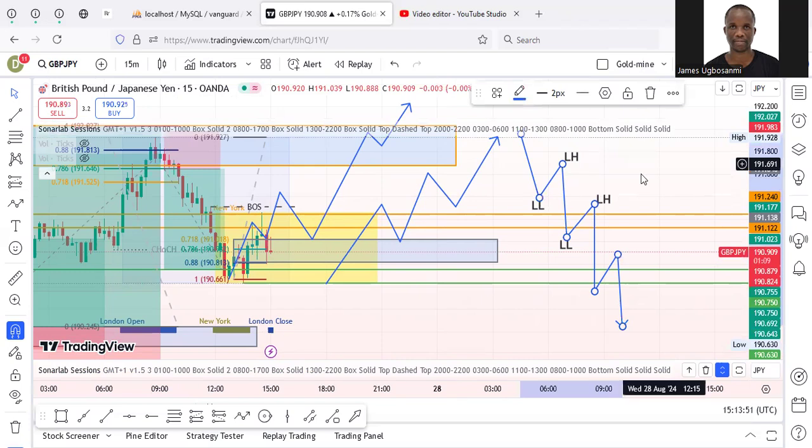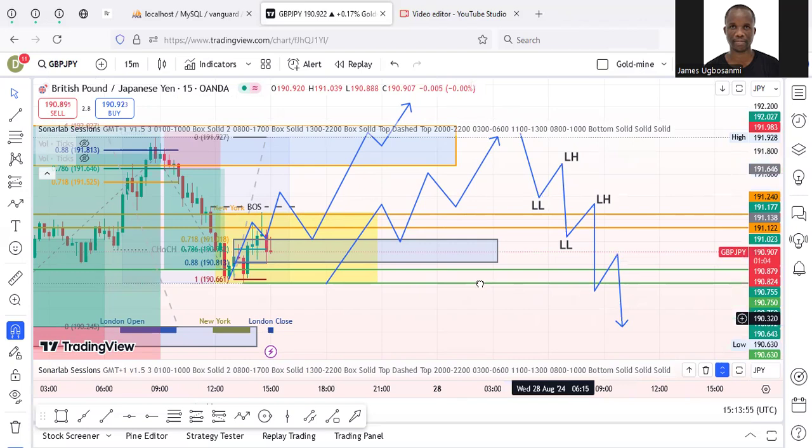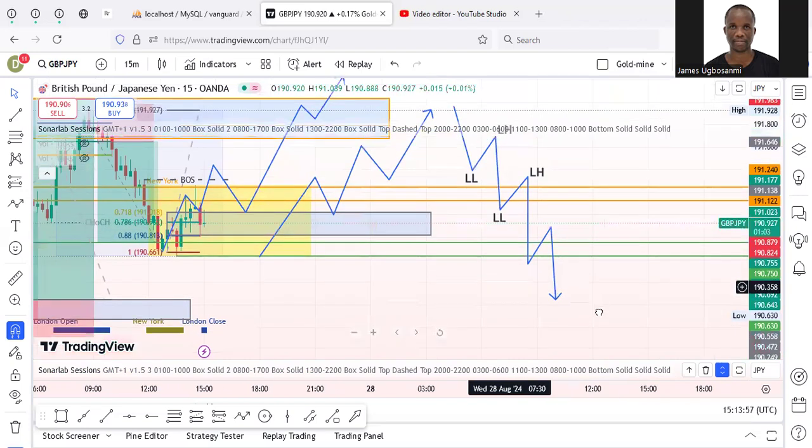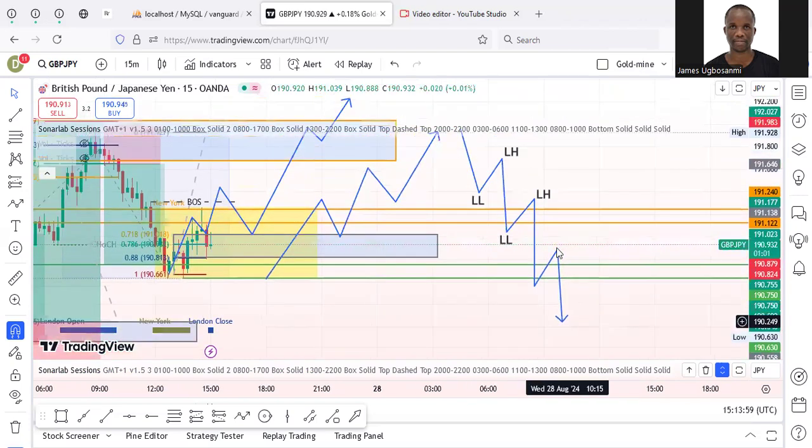So for a sell to continue happening, what will happen is this. You see this low here, this lower low. The next low that will be formed should be lower than the previous low. Are you seeing it? Yeah.